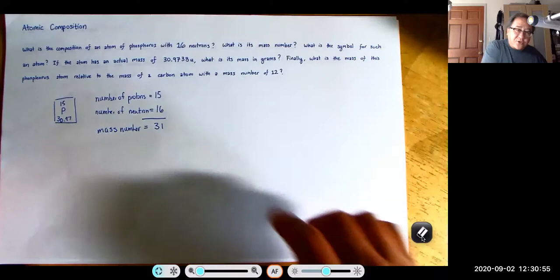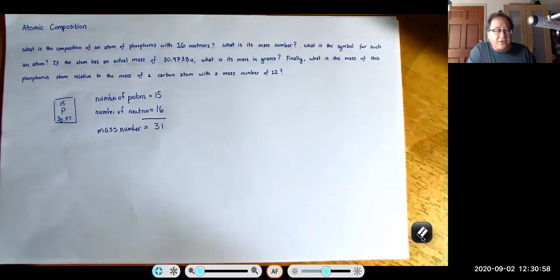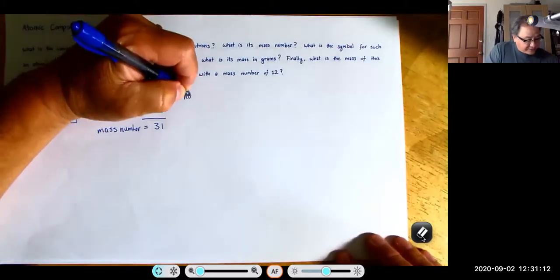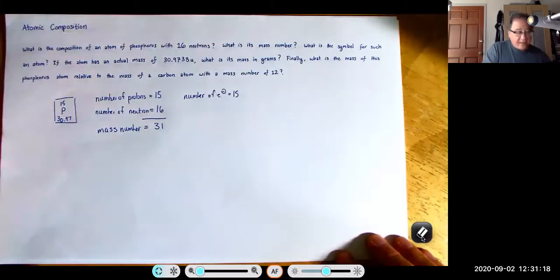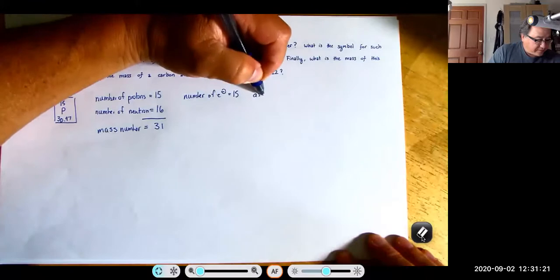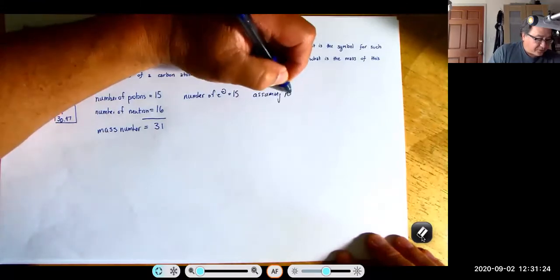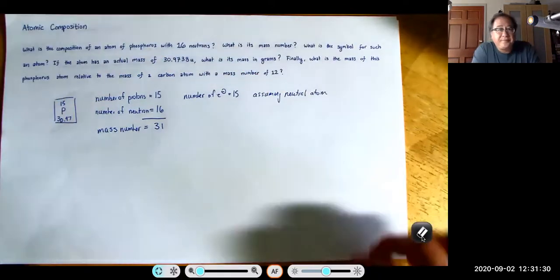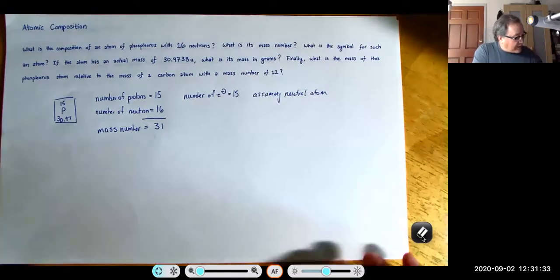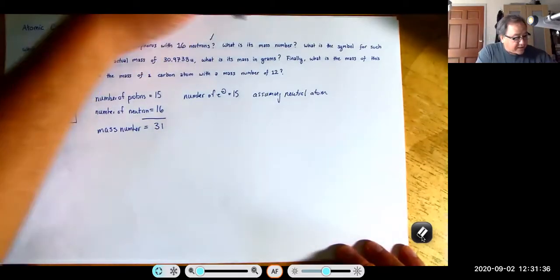Now, one of the things we didn't address with this composition is, what about electrons? How many electrons does it have? And here's what you're going to do. Unless you know otherwise, you're going to assume you have a neutral atom. So if we have a neutral atom and it has 15 protons, it has to have 15 electrons. And here we're assuming that it's neutral. Okay. All right. So we have checked off the first one. We have checked off the mass number.